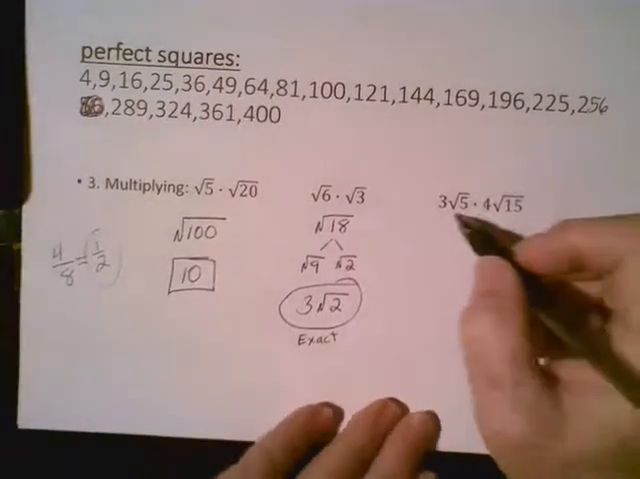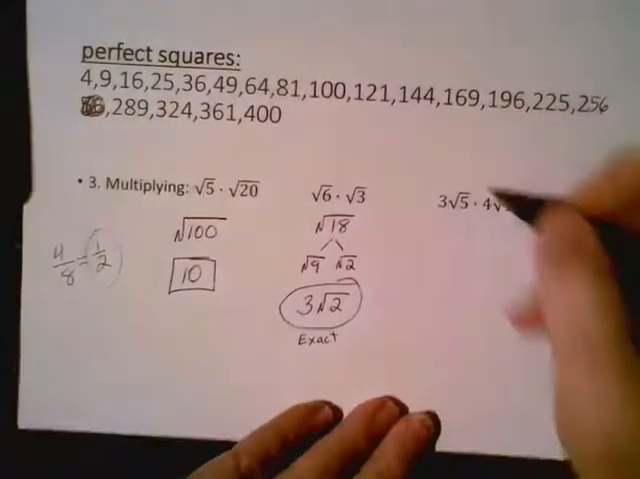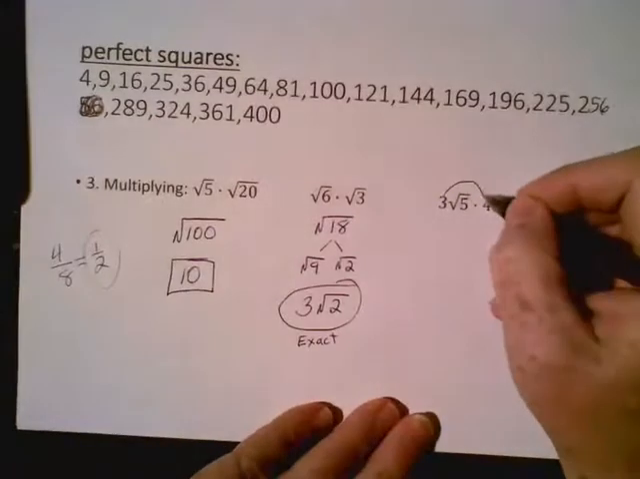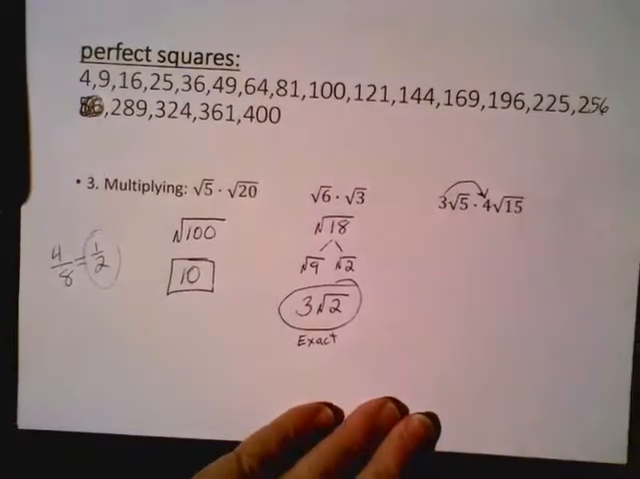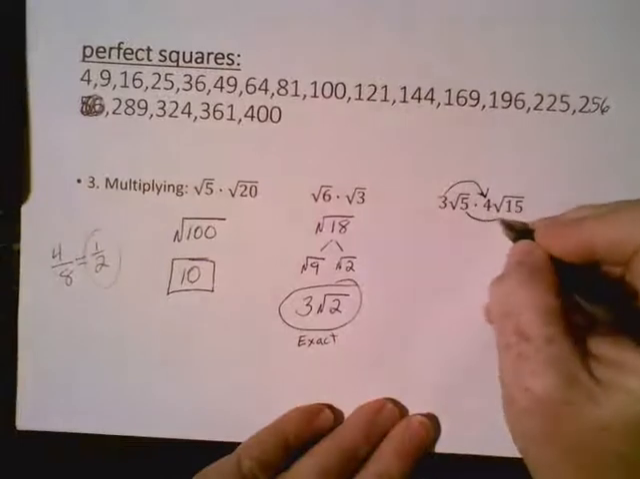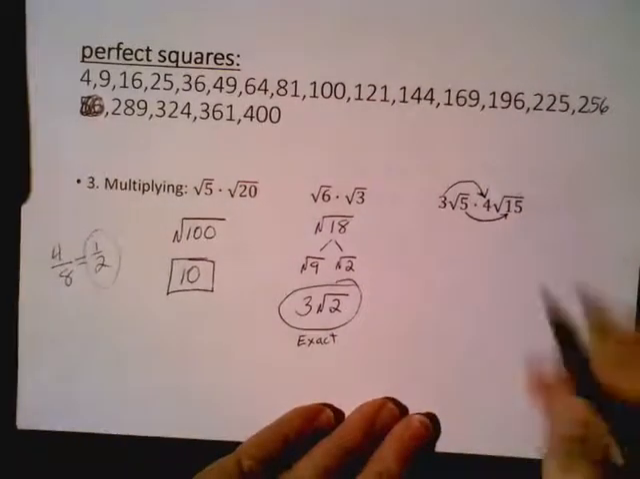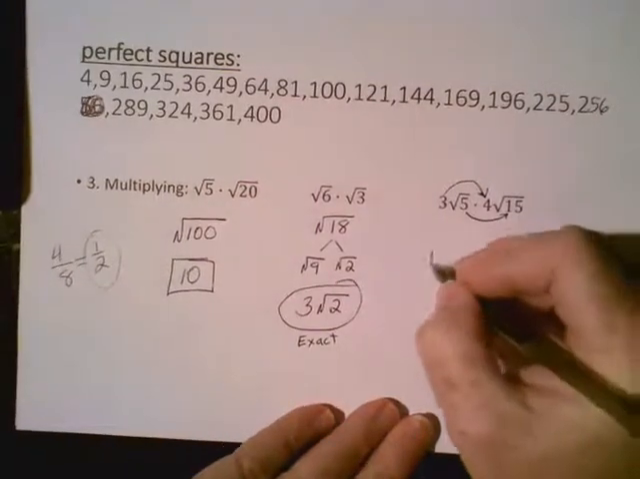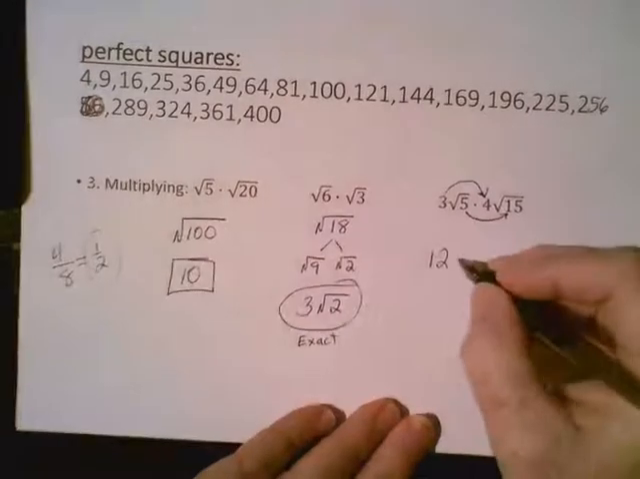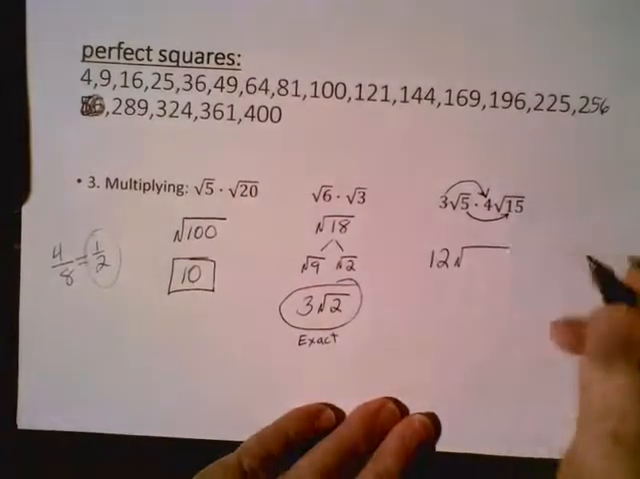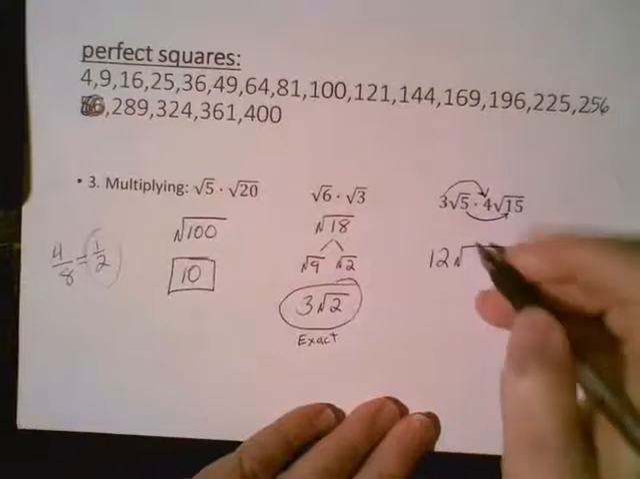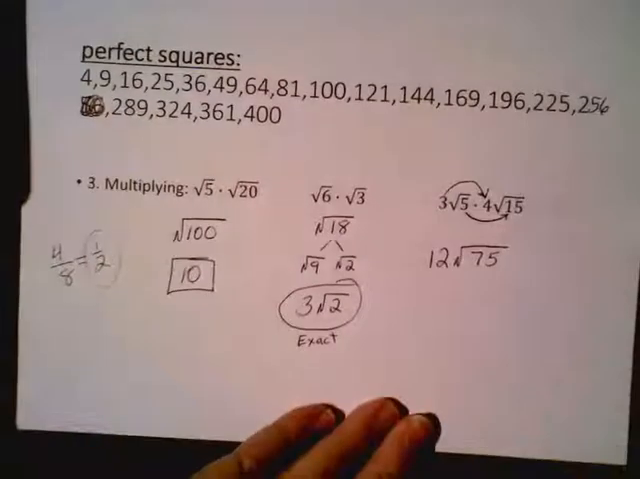Next one, when we have something like this, we can take the regular numbers and multiply them, and then we take the numbers under the square root and multiply them. So here, 3 times 4 is 12. That stays outside the radical, outside the square root. Then under the square root, 5 times 15, that's 75.